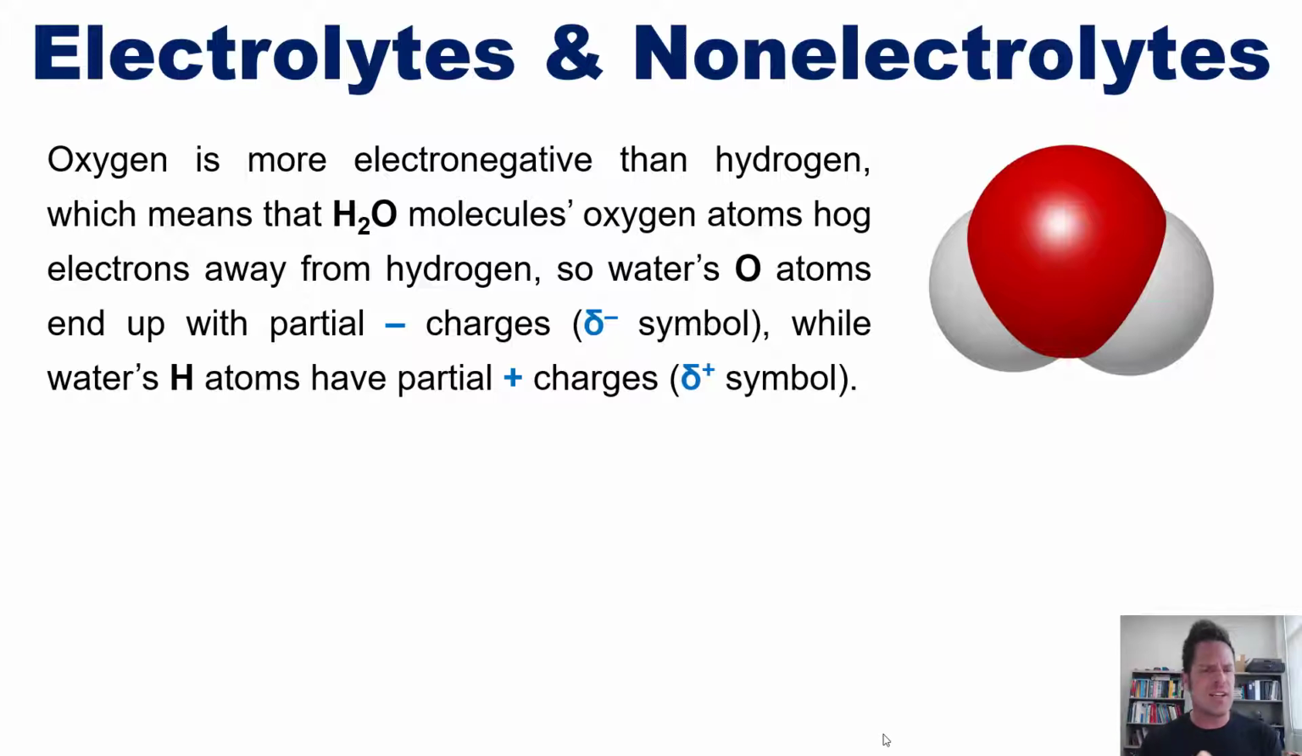So water's oxygen atoms end up with a partial negative charge, represented by this little symbol here, while their hydrogen atoms end up with partial positive charges. As you probably know from your vast experience, I'm sure, playing with magnets, pluses and minuses are attract each other. And the same ends up being true for molecules and atoms.